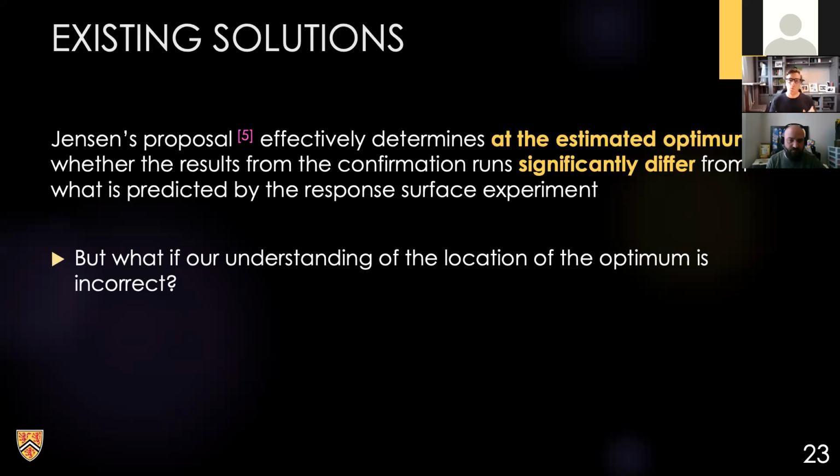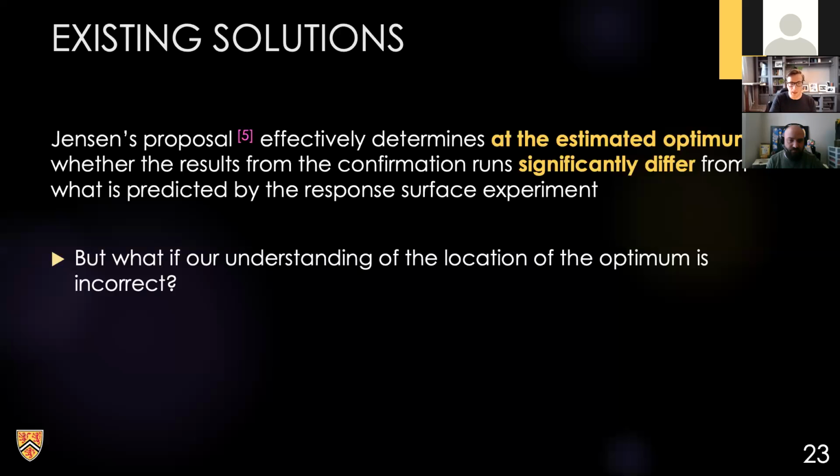But what happens if our understanding of that location is incorrect? We acknowledge that our understanding of X star is based on this model. What if that model wasn't a good characterization of the underlying response surface? In which case, the true optimum might be close to our current belief, our X star, but it might be somewhat removed. So what if that's the case? By putting all of your runs at a single location, you're not gaining any information to help determine whether this problem may be occurring.